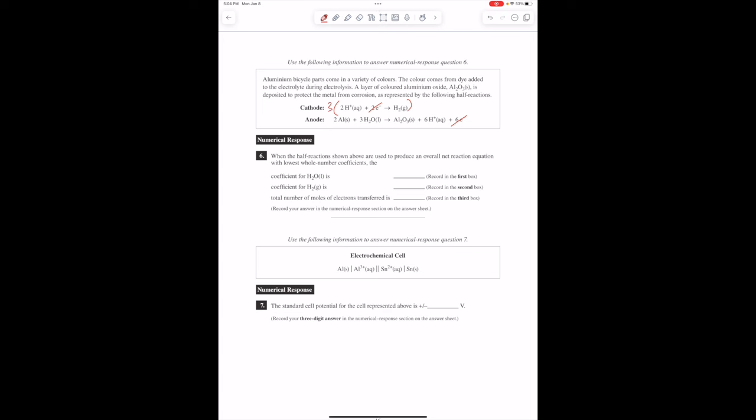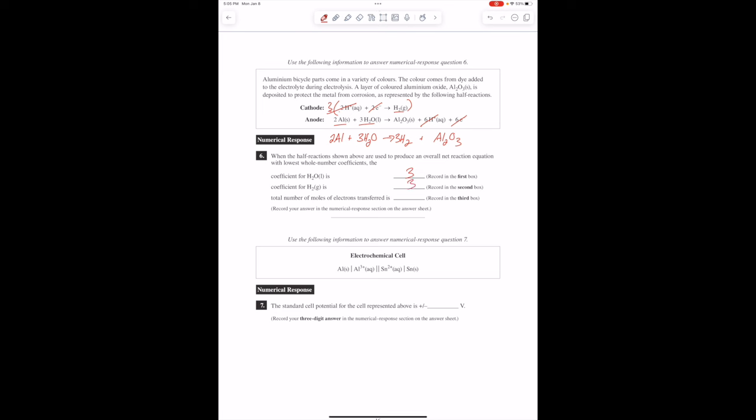And I've got 6 H positives, and I can see that I got 3 times 2. 6 H positives are going to cancel. And H2. So yeah, it looks like I'm going to have 2Al, that's this one, plus 3H2O produces 3H2, and Al2O3. All right, the coefficient for water is 3. Coefficient for hydrogen is 3.